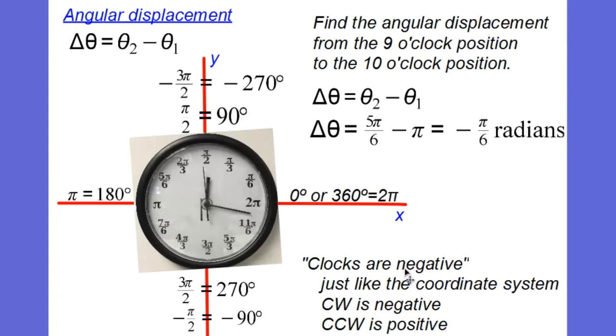A good thing to remember is that clocks are negative. So just like our coordinate system, when we move clockwise, our angle measurements are negative. To go from the positive x-axis to the negative y-axis, that's an angle of negative 90 degrees. And if we go in the counterclockwise direction, that's the positive direction on our coordinate system. From the plus x-axis to the plus y-axis is an angle of plus 90 degrees. So remember, clocks are negative.